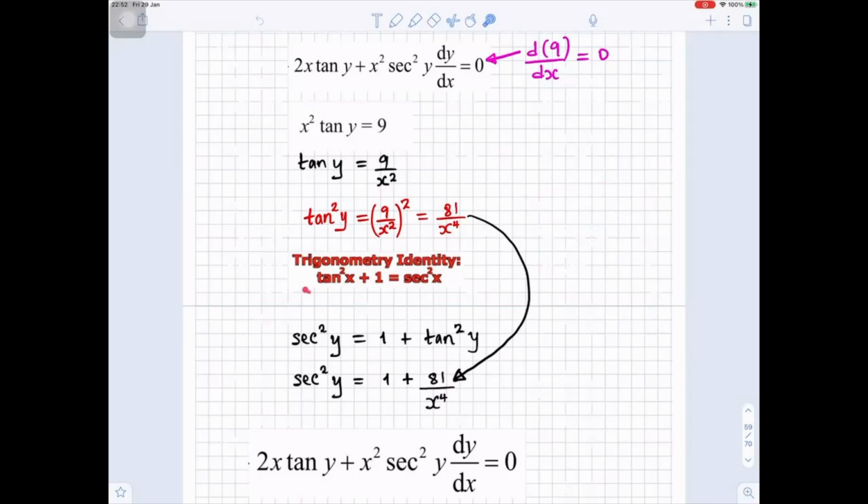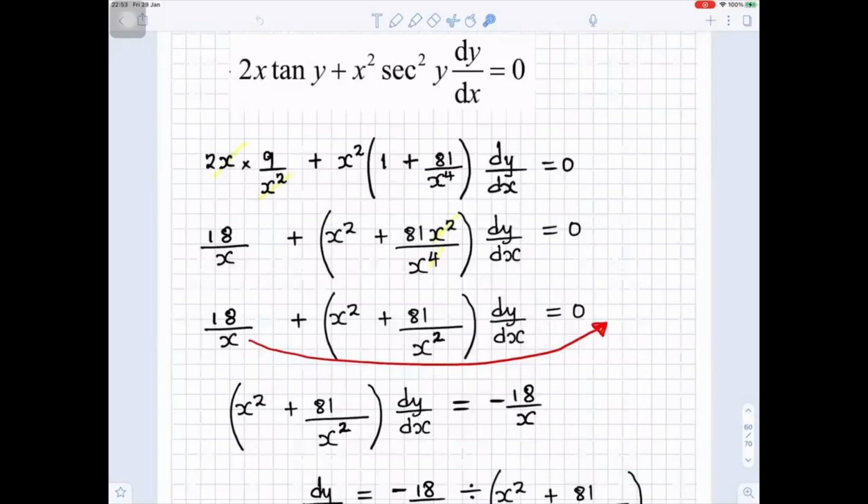And we're going to use this trigonometric identity: tan squared x plus 1 is equal to sec squared x. So we can say sec squared y is equal to 1 plus tan squared y. All we have done is change the x to a y. Now sec squared y is equal to 1 plus tan squared y, but instead of tan squared, we replace it with 81 over x to the 4, because we found out that tan squared is 81 over x to the 4.